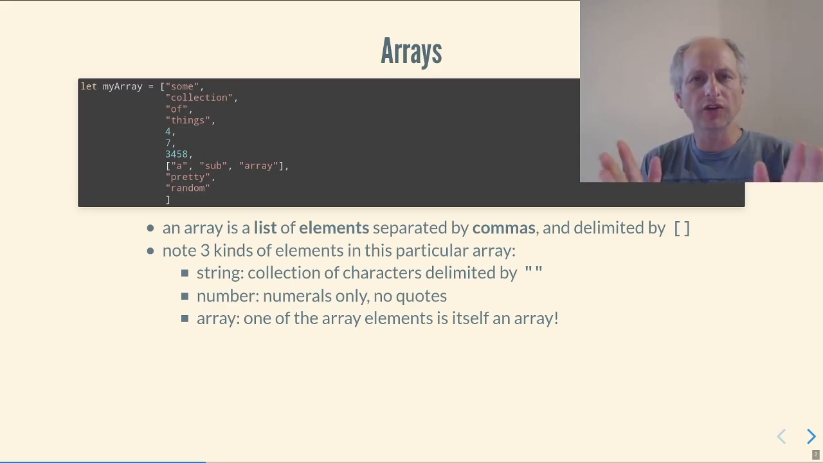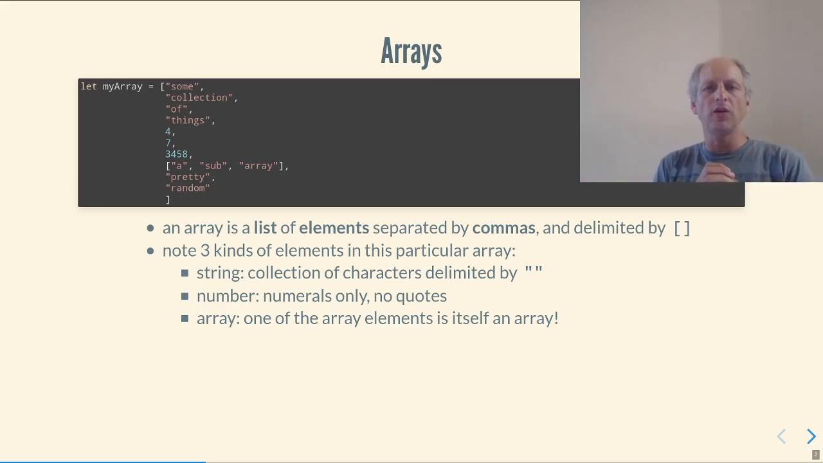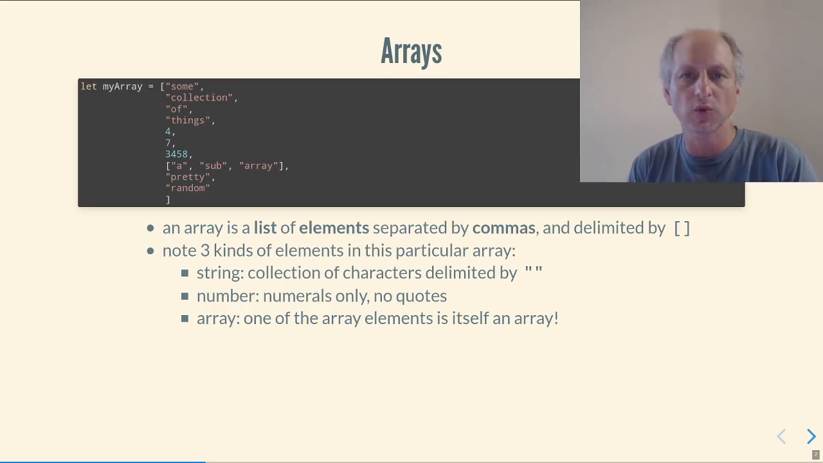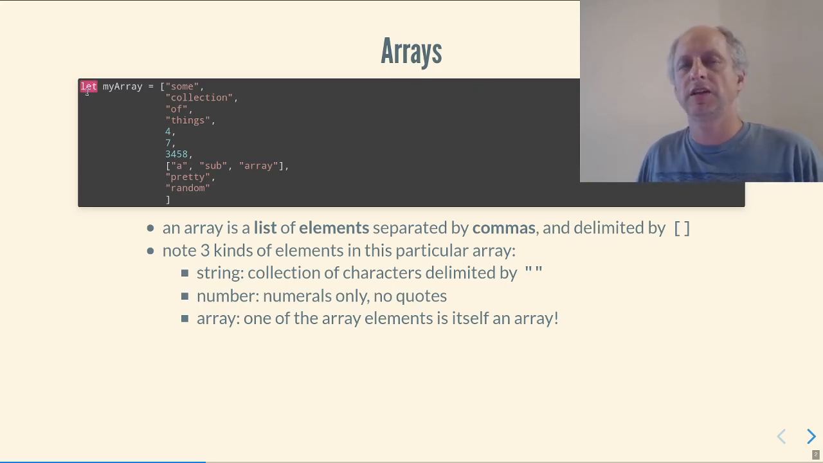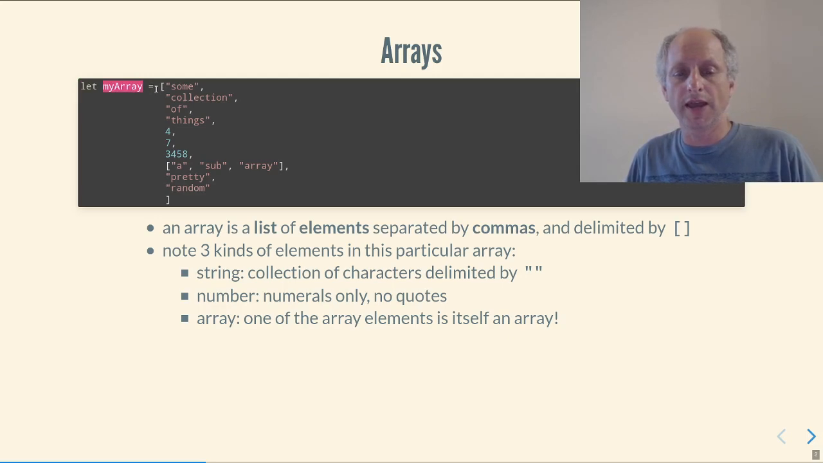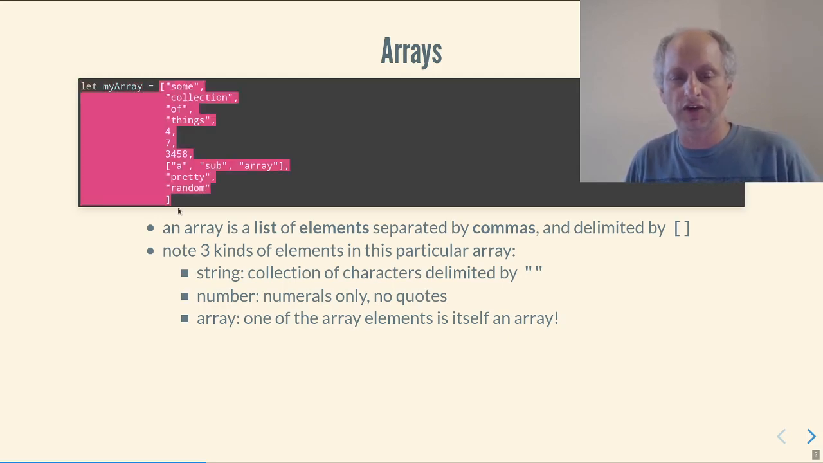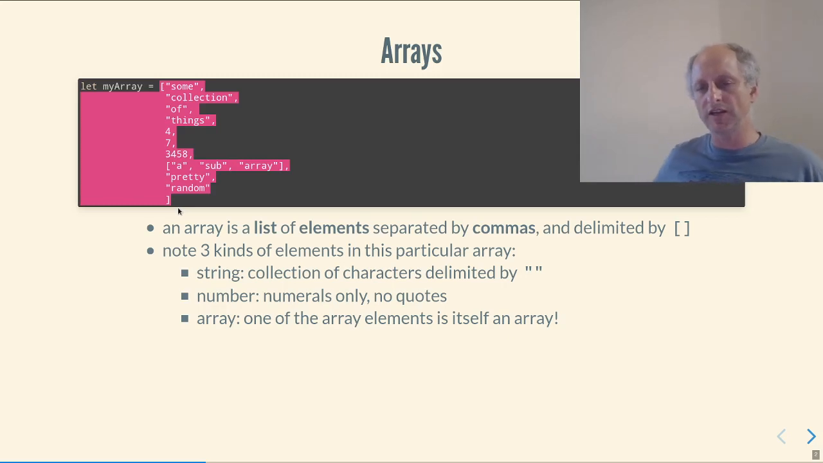An array is a list of elements. The array itself is delimited by square brackets, and the elements of the array are delimited by commas. So we have here an array declaration. Let's define a variable. The variable's name is my array, and it is equal to whatever comes after the equal sign. In this case, what comes after the equal sign is an array.